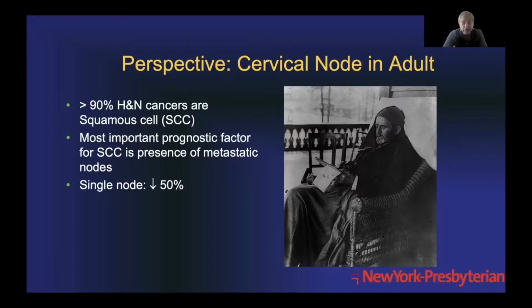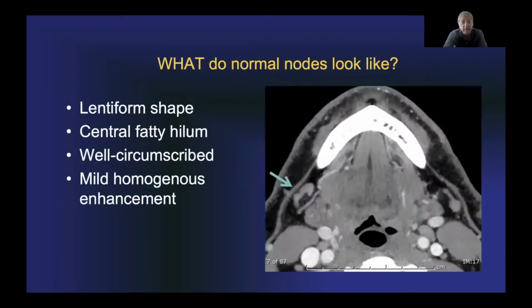The presence of a single cervical lymph node has been said in some studies to just about halve your survival. If disease has spread outside the nodal capsule, it significantly decreases survivability. Some people say about 15% overall survivability. That's significant. We want to know about lymph nodes.